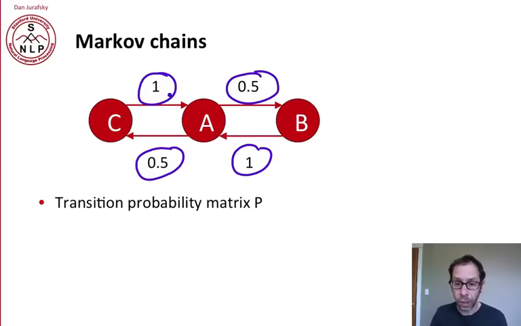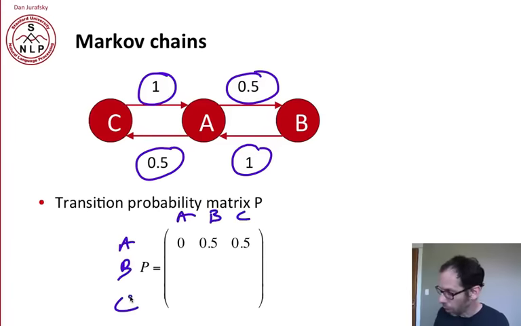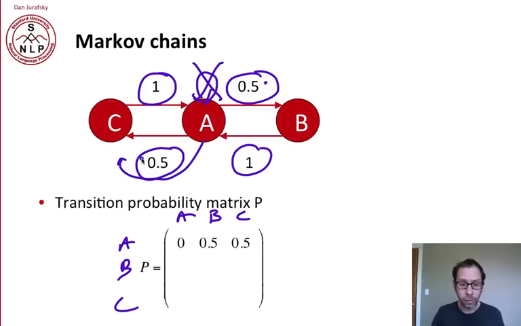So we can build a little transition probability matrix. So here's A, B, C. If we're in A, the probability of going to A in the next step is 0. There's no self loop here on A. If we're in A, the probability of going to B is 0.5. There's that. And the probability of going to C is 0.5. There's this, and so on. So we can fill out that probability matrix. And we're going to be using this kind of transition probability matrix to talk about PageRank.